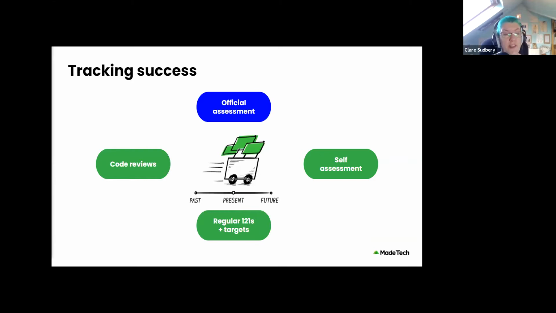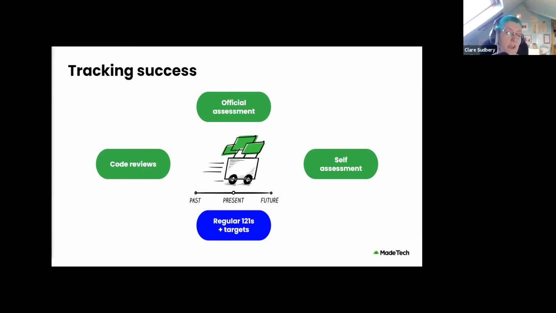There is an official assessment. So we actually have running assessments throughout the course. We're doing it slightly differently next time, but we're going to continually assess them on various key skills. We also ask them to self-assess. So we ask them to keep a running tab of how they're doing in various key areas. And we give them official targets that we want them to meet.